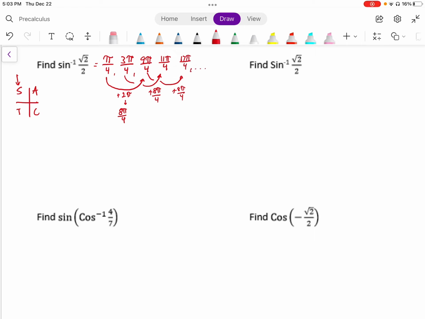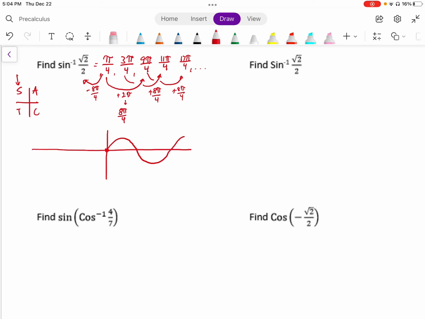We also, which again, I didn't leave myself room, we could subtract 2 pi, which is 8 pi over 4. And that would give us negative 7 pi over 4 as another solution. Again, you don't have to write all these solutions. I'm just showing you the idea behind it. Here is our graph of sine. It starts at 0, 0.